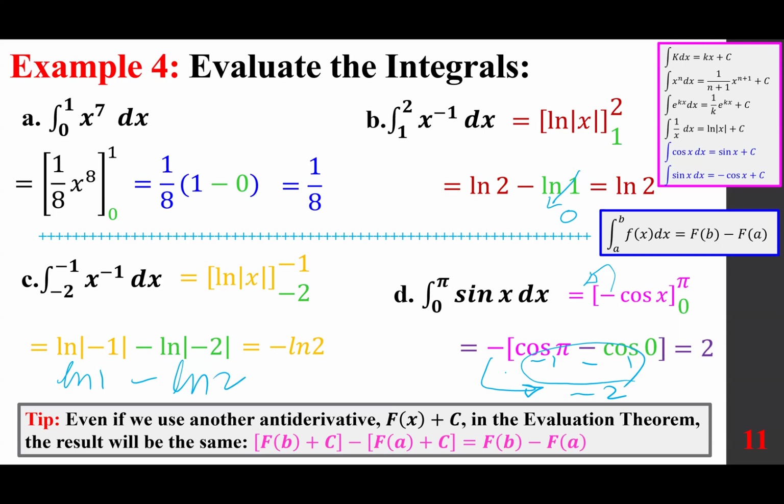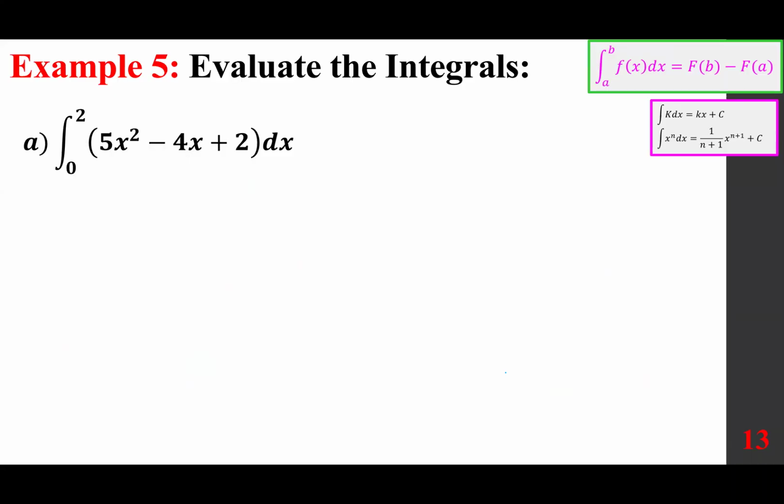All right, so we are going to continue with practicing more and more of this stuff. Five thirds x cubed minus 4 halves or minus 2x squared plus 2x. No constant is needed from 0 to 2. So you plug in 2, you plug in 0, you evaluate it. This is the only calculus step, everybody.